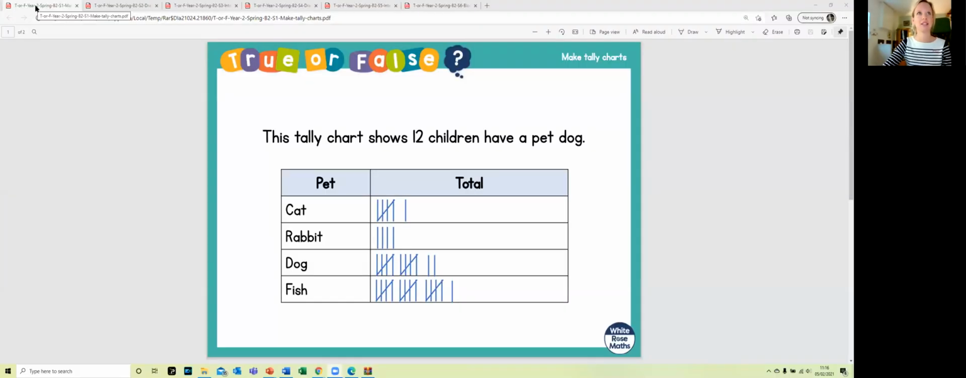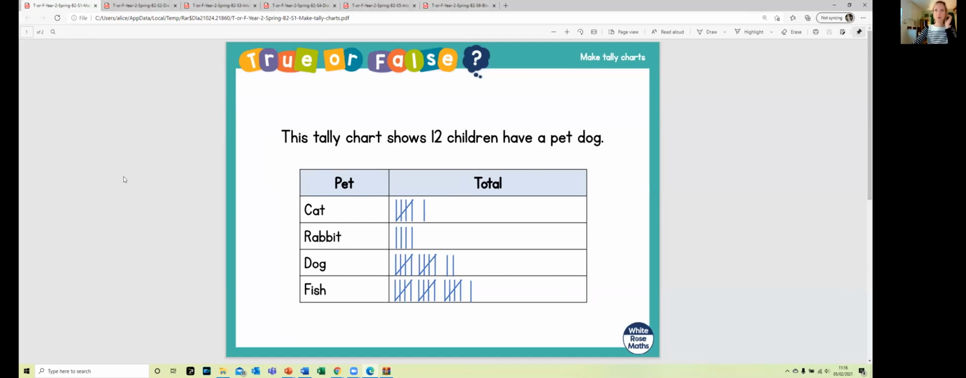Share screen. Let me make sure I've got the right question on. Okay, you can see what I can see. Question number 1. Let's read it. It's a tally chart. This tally chart shows that 12 children have a pet dog. True or false? Pause me now while you work it out and write your answer by number 1. I'm going to do mine too.